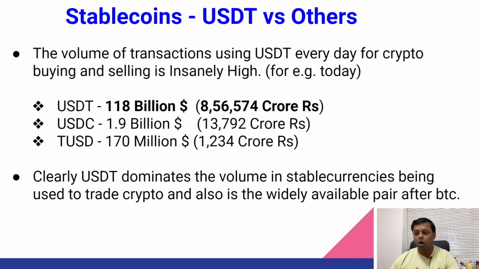Now if you look at the volume, it is even more staggering, even wider in terms of the volume of transactions done using USDT. On a daily basis, nearly $118 billion of transactions happen using USDT, whereas only $1.9 billion happen using USDC. So that is quite staggering in terms of the market that USDT has captured. Clearly, the dominance of USDT over other stablecoins is huge right now.